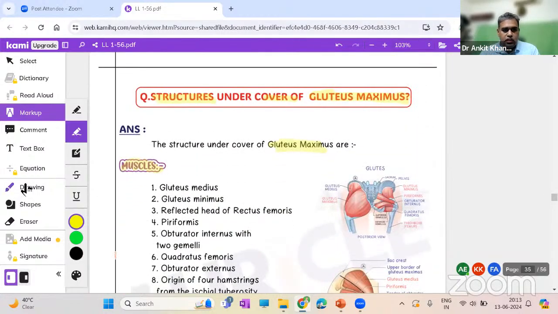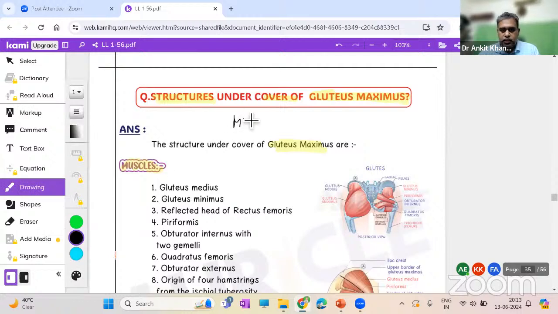So just remember two things for the structures under cover of gluteus maximus: there are muscles deep to it, and as I go deeper, I am going to find some joints. Basically, you have the hip joint over there. You understand why this question becomes more important, because hip joint surgeries are so common. Hip replacements, total hip replacement, all the surgeries around the hip joint. You have avascular necrosis, you are replacing the head of femur and all that.